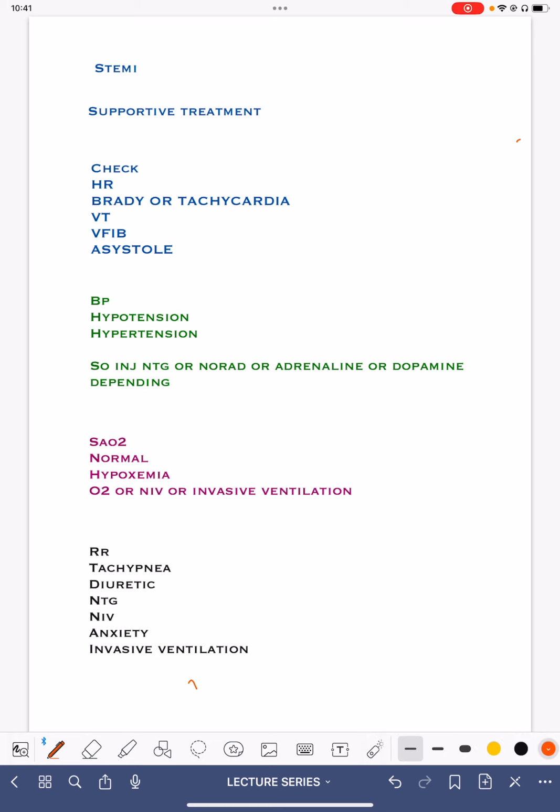Very commonly, the patients do have anxiety. In such a scenario, if the patient is very conscious, aware, obeying, then alprazolam or etizolam or injection fentanyl can also be given to reduce the pain and to reduce the anxiety. And if the patient is very unstable, or if the patient gets cardiac arrest or ventricular tachycardia, ventricular fibrillation, or asystole, then we don't have any choice but to give invasive ventilation.